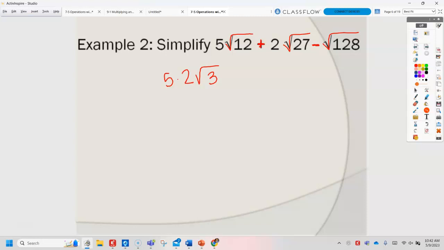27 divides by 9. So 9 becomes 3. So you get 2 times 3 square roots of 3. How about 128? Does 128 divide by a perfect square? 64. And the square root of 64 becomes 8.